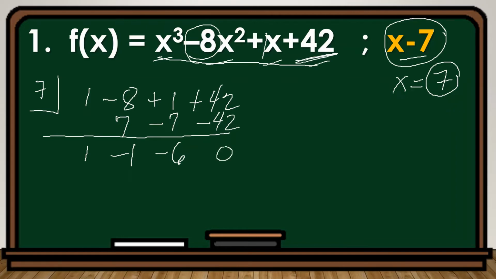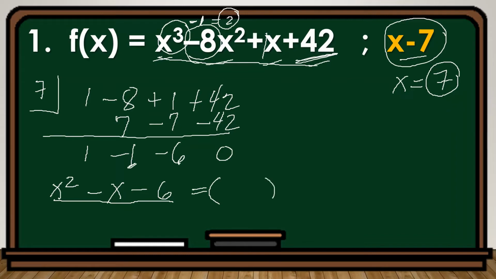Now, let's have the depressed polynomial. So, 1x squared. Looking at the highest exponent here, always minus 1. So, 3 minus 1 is equal to 2. And this 2 will be your first exponent here in your depressed polynomial. So, x squared minus 1x, then minus 6. This is our depressed polynomial, which is our basis for us to look for the other factors.